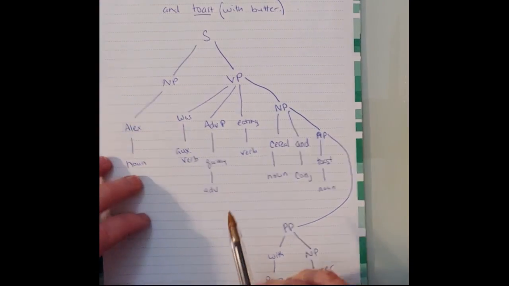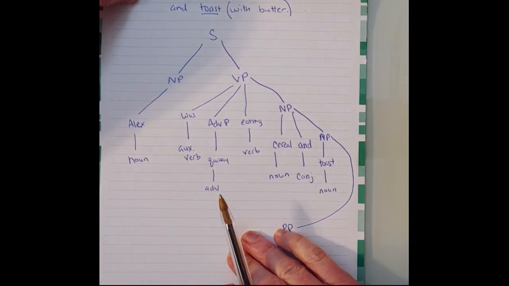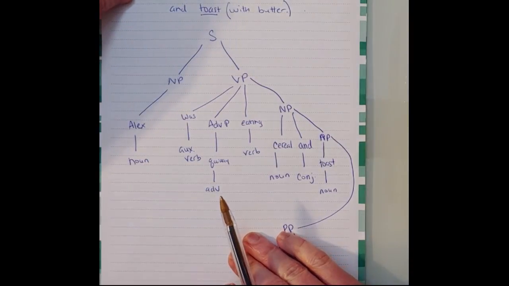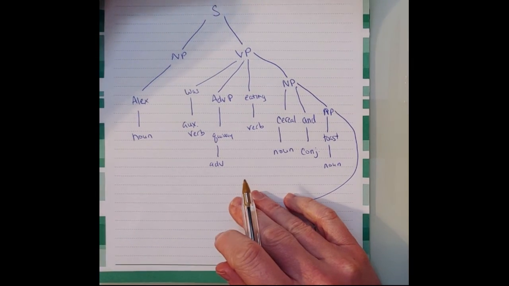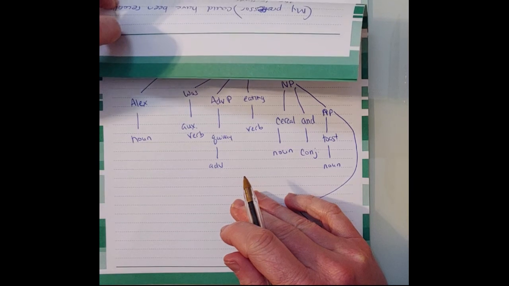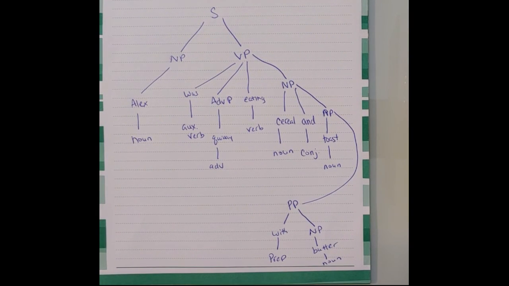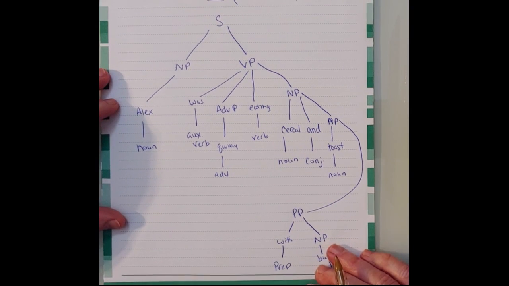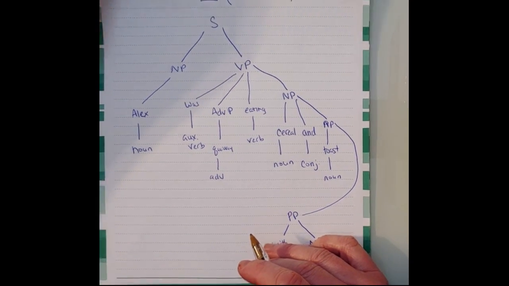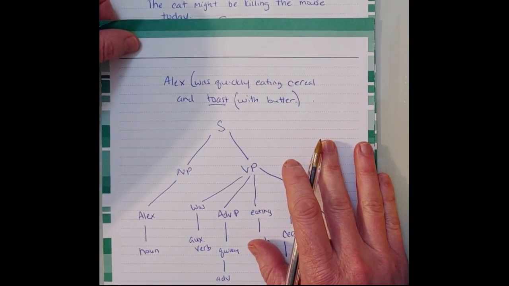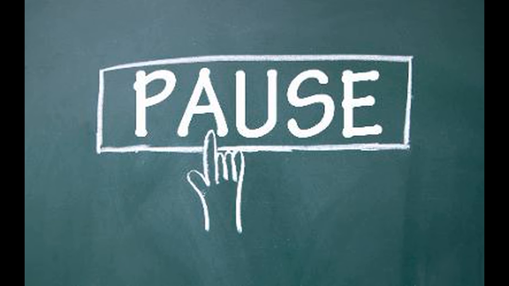This next one, I'm going to tell you the sentence. The cat might be killing the mouse today. So the cat might be killing the mouse today. I want you to go ahead and pause this and try that one yourself before you hit play. Because here in a second, the answer is going to show up on the screen. But I'd like you to go ahead and try the cat might be killing the mouse today on your own. Go ahead and hit pause and hit play when you're ready.